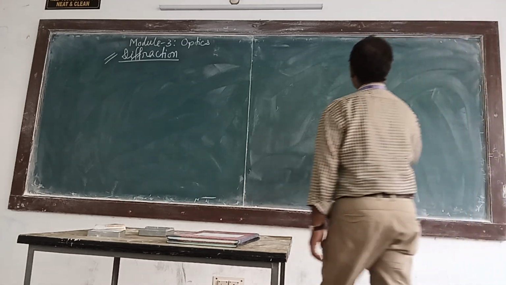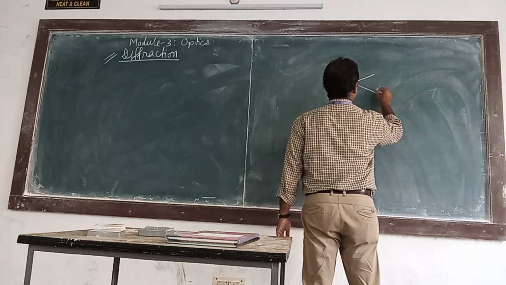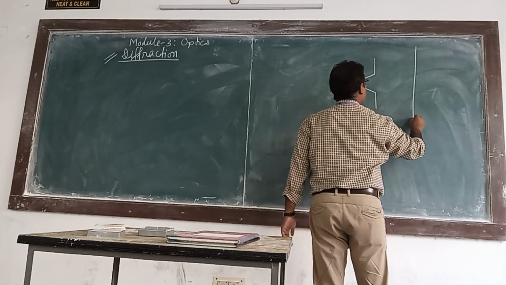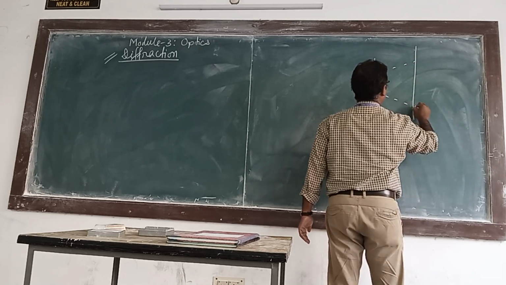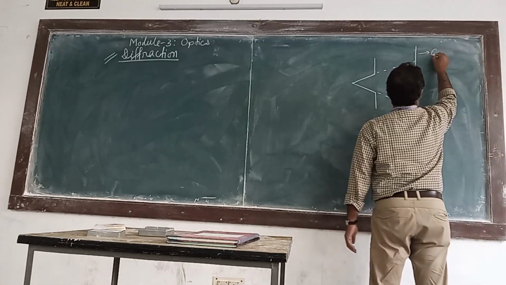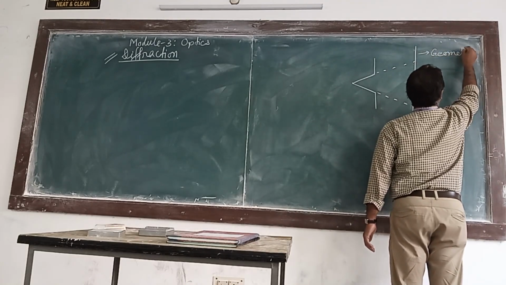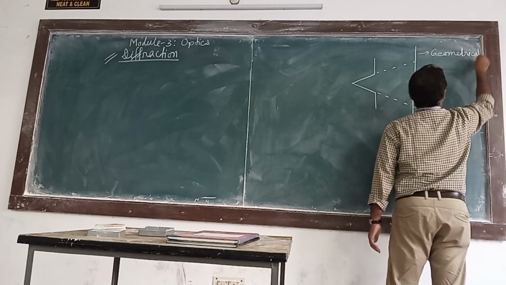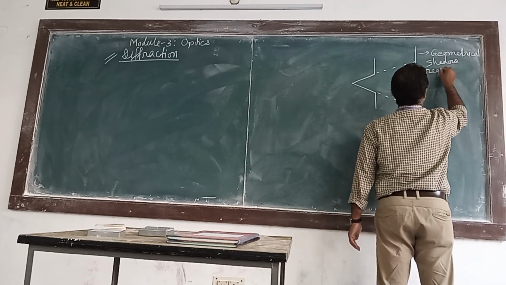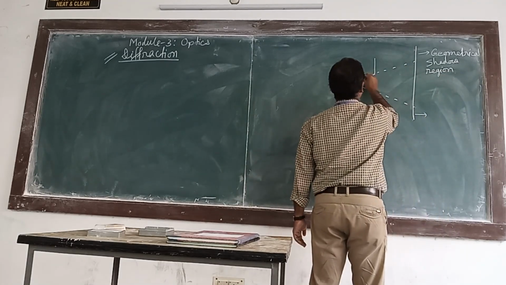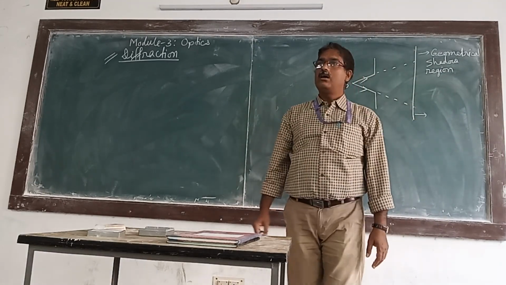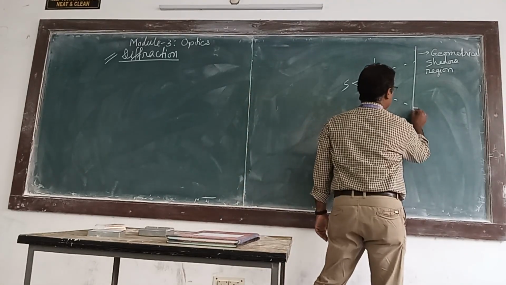So what happened? If there is a source here, then this is the slit. This is the light portion, and this portion is called the geometrical shadow region. So this is the source of light, and we get the diffraction pattern here and here, in the geometrical shadow region.